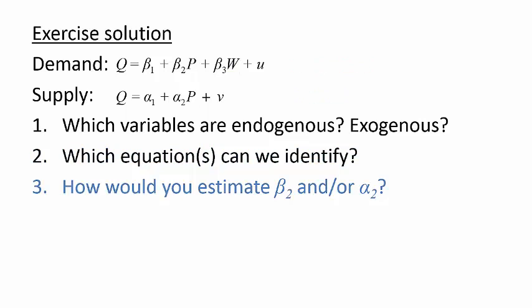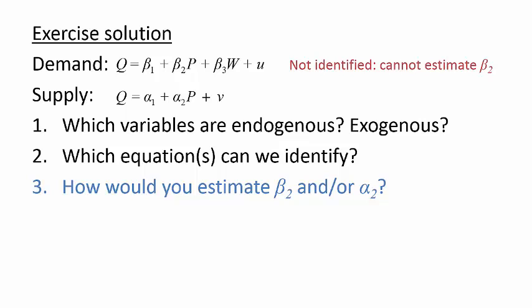Finally, let's turn to the last question. How would you estimate beta 2 and or alpha 2? Beta 2 is a parameter in the demand equation, but we just determined that demand is not identified. By definition, this means that we cannot estimate beta 2 or the other parameters in the demand equation. The reasoning is the same. We do not have an exogenous source of variation for the endogenous variable.